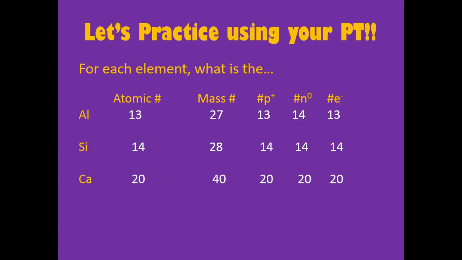We haven't talked much about electrons so far, but for all of these, you see the electrons are the same as the protons. It's because these are not charged particles. They're not what we call ions. And so for right now, we're going to assume that there's the same number of protons and electrons. But we'll change that up here in a little bit.